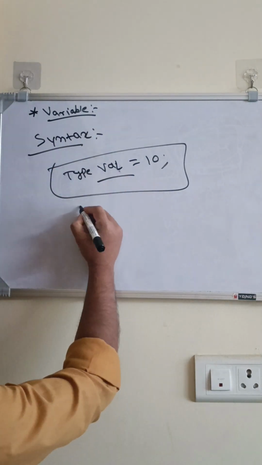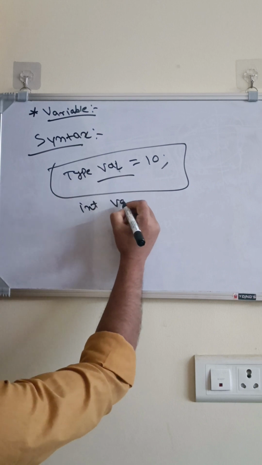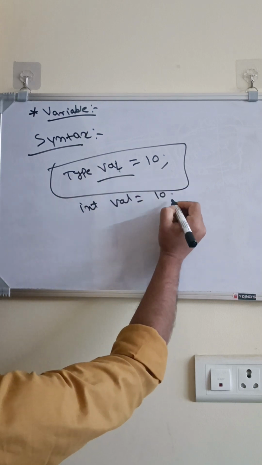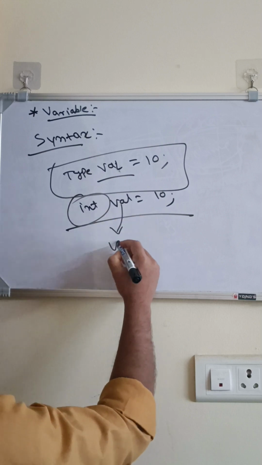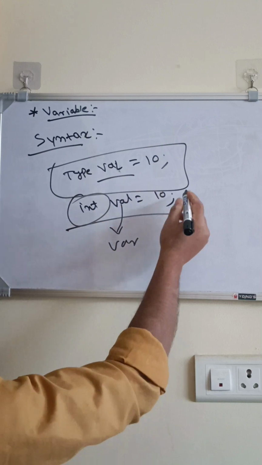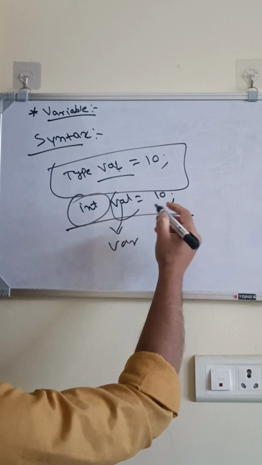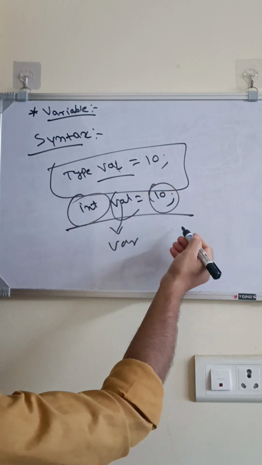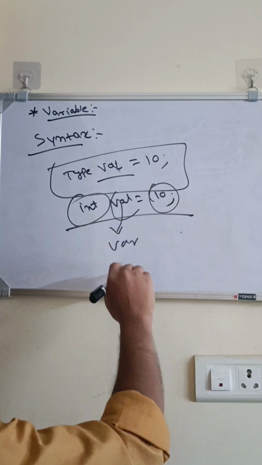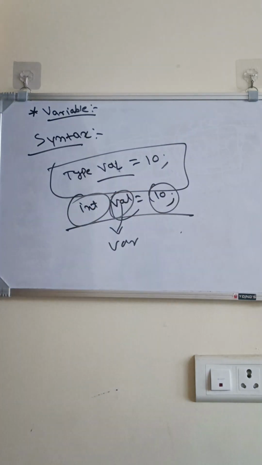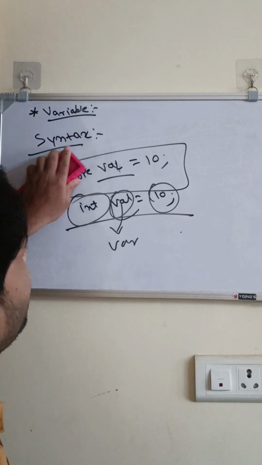So type means any type. Integer data type, variable equal to 10. Here is the initialization: this is the data type, this is the variable, and in the variable we are storing an integer value. I hope you got it, variable. Now we will look at data types.